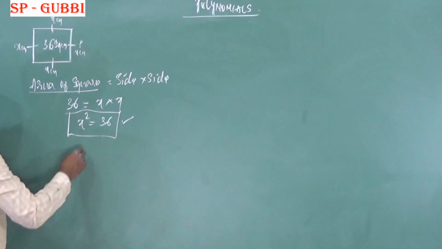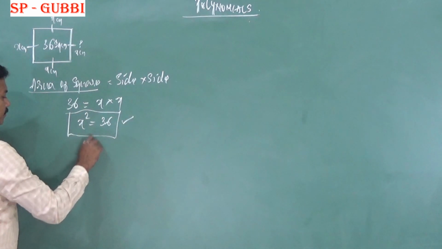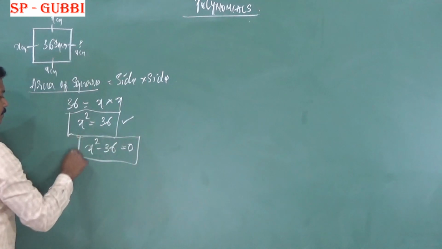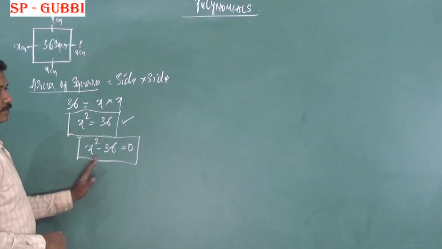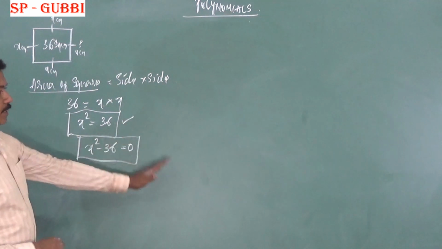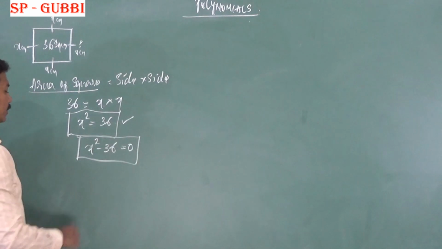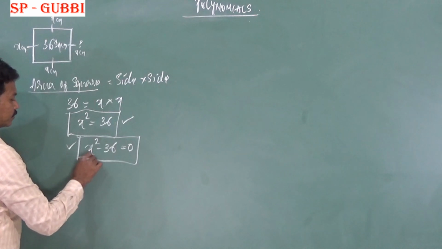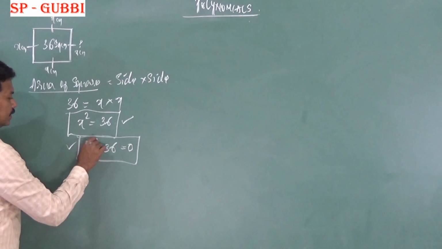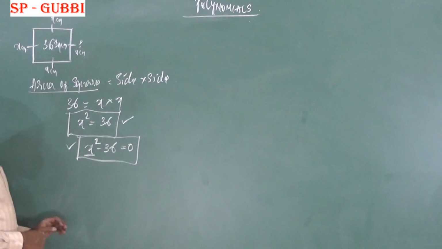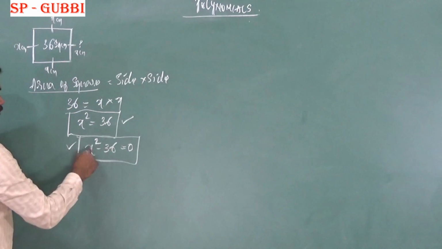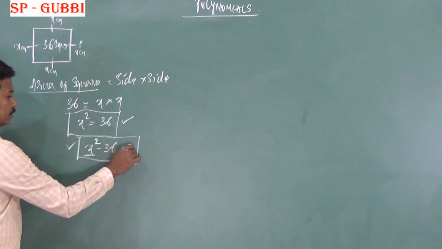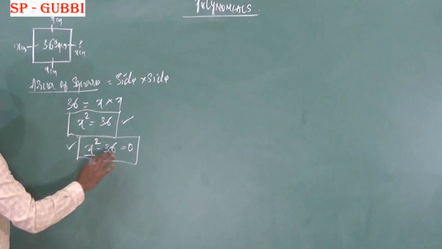Now if you bring it to the standard form, x square minus 36 is equal to 0. This is in the standard form, because we have made the RHS equal to 0. Here we observe that for the variable x, the degree involved is 2. There are two terms here, x square is one term, minus 36 is another term, and it is equated to 0. Okay, no problem.